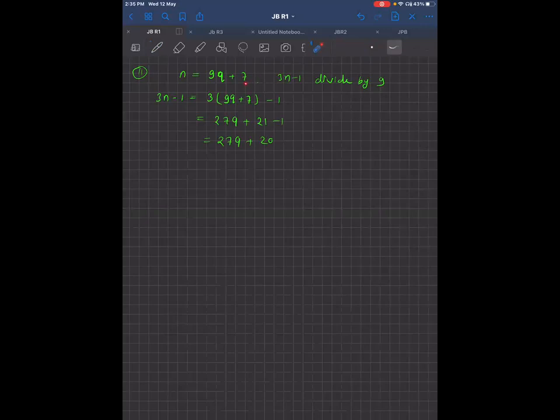So what is the remainder when divided by 9? What you want is 9 into something plus r, but remember this r should be less than 9. Why did you keep 3n minus 1 equal to 3 into 9q plus 7? I'm just putting the value of n here, right? n equal to 9q plus 7. So I'm just putting the value of n, 9q plus 7, minus 1 as it is. So this is the value of 3n minus 1.